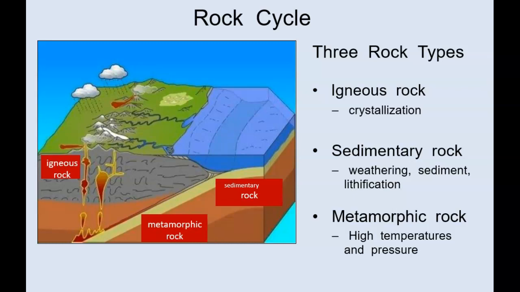Sedimentary rocks are the second type of rock that we'll look at. Sedimentary rocks are found at the surface or near the surface, meaning somewhere in the first few kilometers of the crust probably.